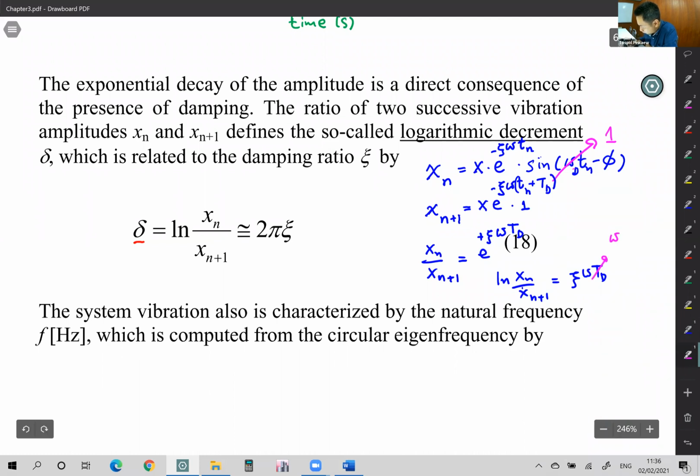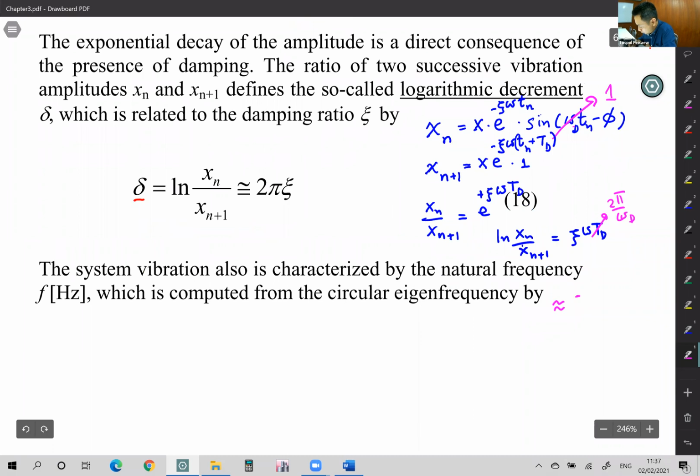This one is omega d over 2 pi. I'm sorry, it could be 2 pi over omega d, something like this. That's why you can have the approximation equal to 2 pi psi.